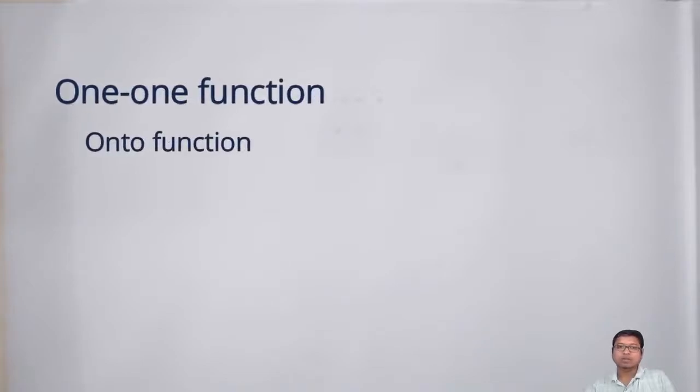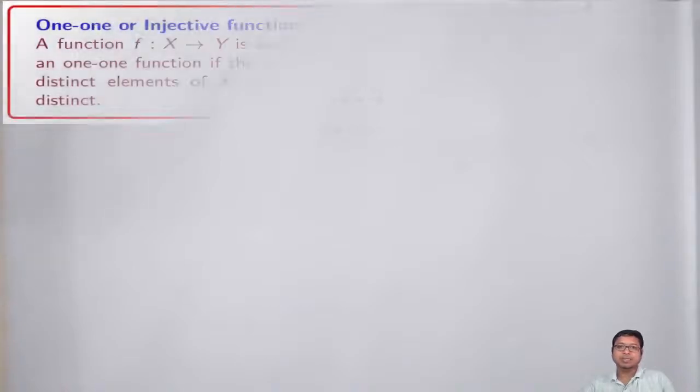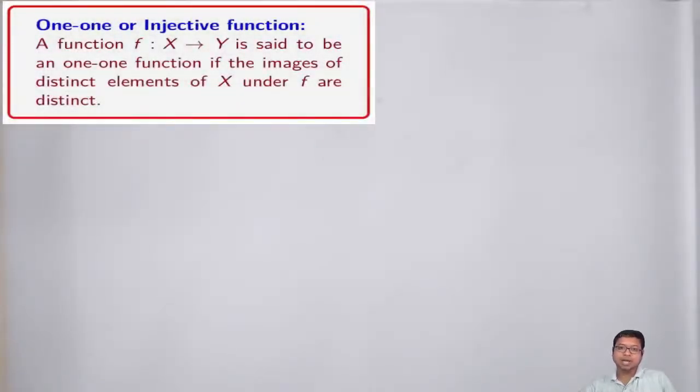Let me talk about different types of function now. The first one is one-one function, and the second one is onto function. First of all, let us try to understand what is the meaning of one-one function. It can also be said to be as injective function. And here is the definition. A function f that is going from x to y is said to be a one-one function if the images of distinct elements of x under that function f are distinct. And this is the mathematical statement.